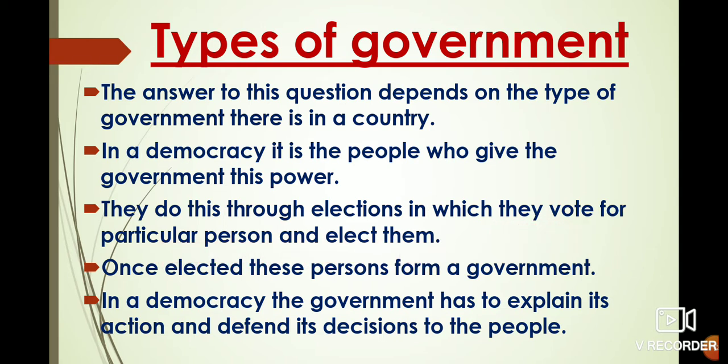There are two types of government: democratic government and monarchical government, that we will learn. What is democratic government, that we will learn first. Democracy is where the people are giving power to the government. Then what happens next? From where do the people come who are elected?